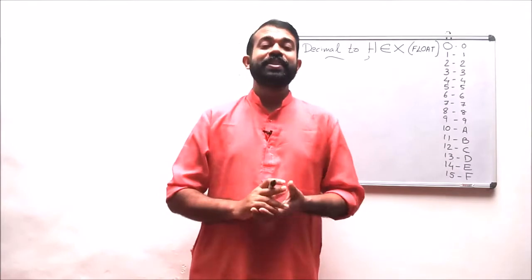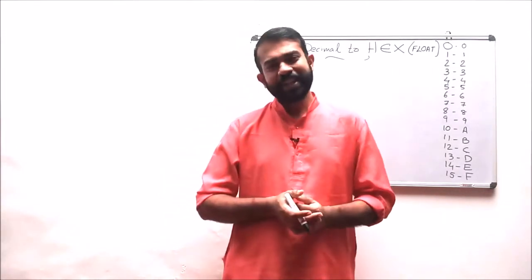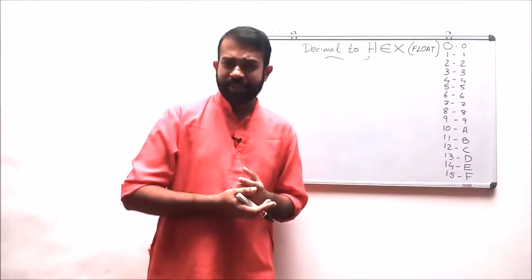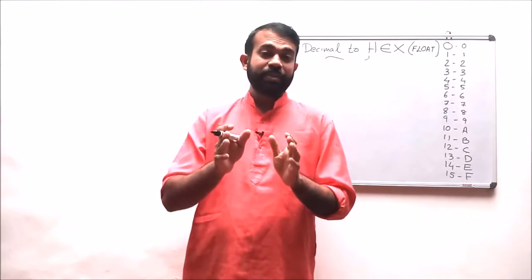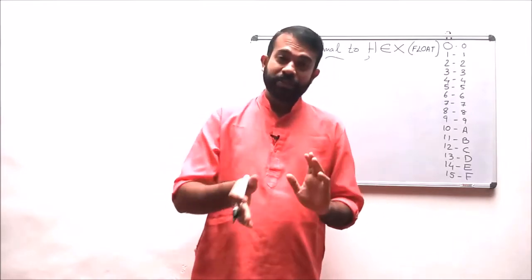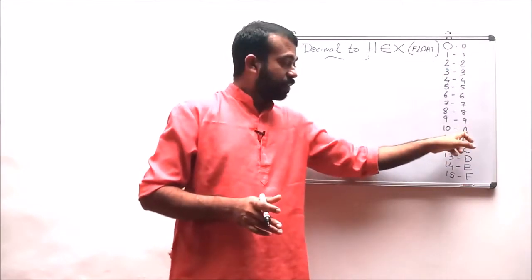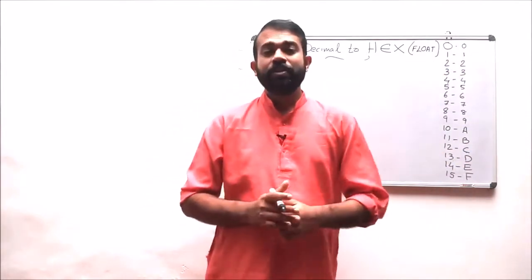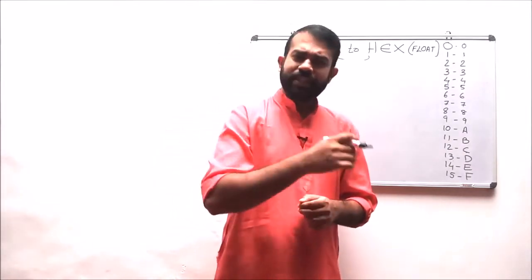In this lecture, we are discussing how to convert a floating point decimal number into its hexadecimal equivalent. As we discussed in the previous lectures, a hexadecimal number system consists of 16 different digits to represent the decimal numbers ranging from 0 to 15. So the digits range from 0 to 9 and from A to F. Now in this lecture, we are discussing how to convert a floating decimal into a hexadecimal equivalent.